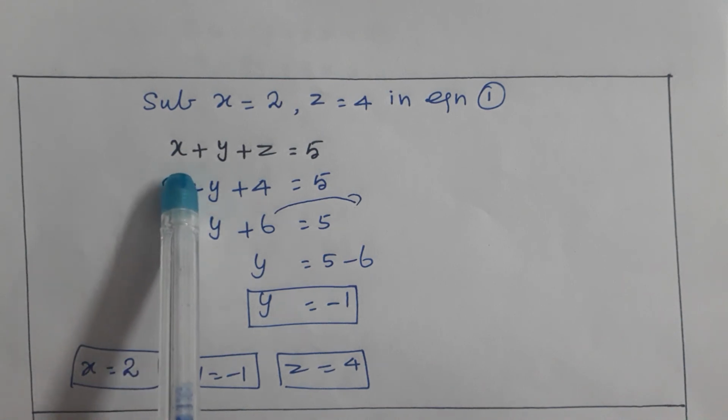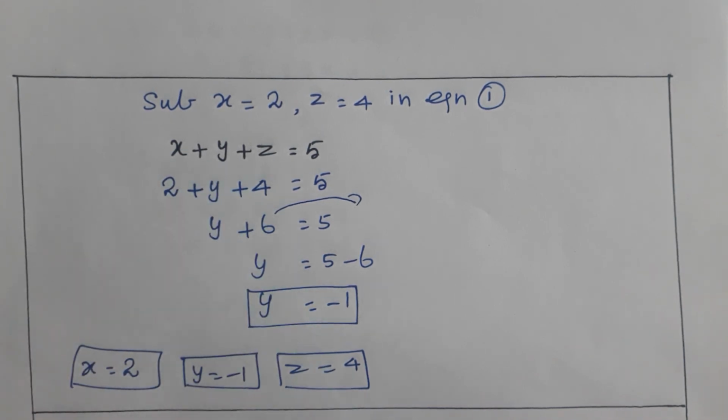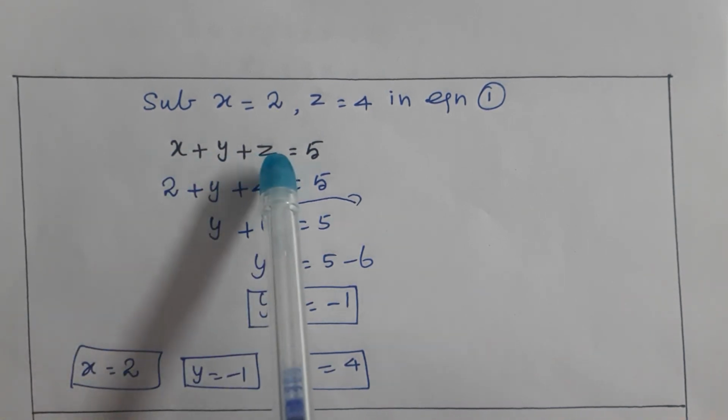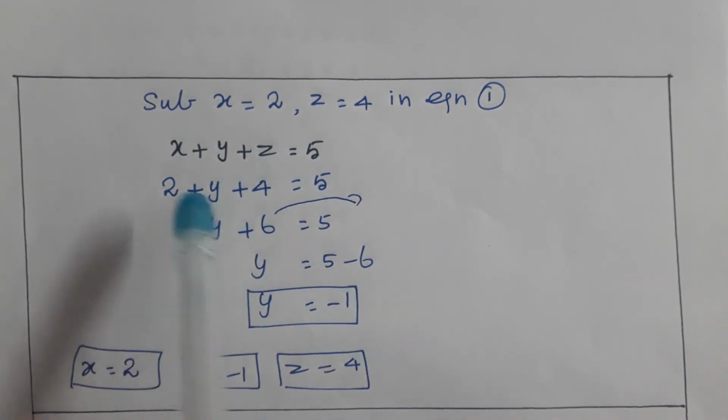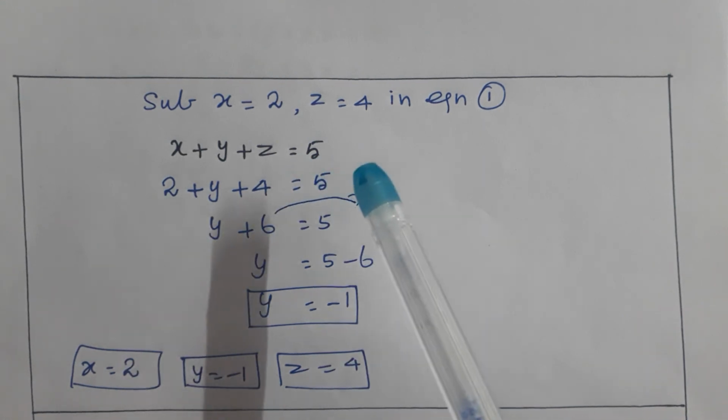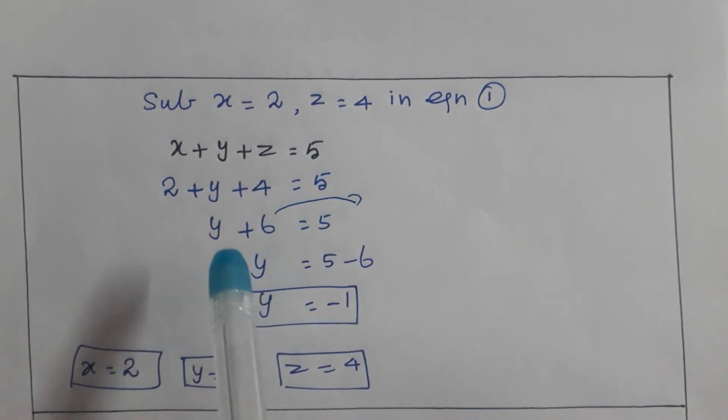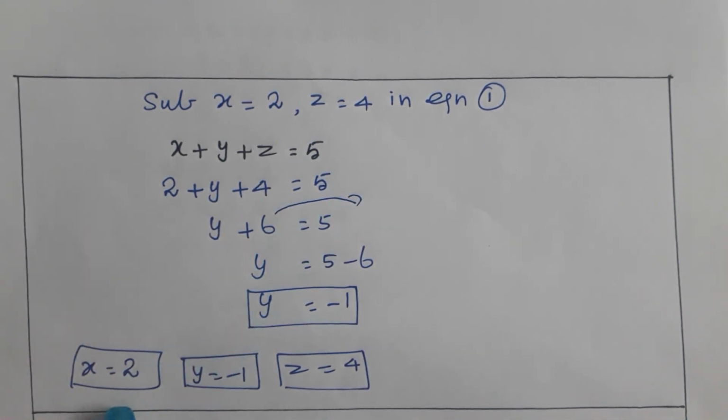Now you substitute all these values in the first equation and see whether you are getting the answer. What is x? x is 2. What is y? Minus 1. z is 4. So add 2 and 4, you will get 6. 6 minus 1 is 5. So all these three, when you substitute them in the equation, it is verified. Therefore, in this problem, the value of x is 2, y is equal to minus 1, z is equal to 4. I hope you enjoyed it. Thank you.